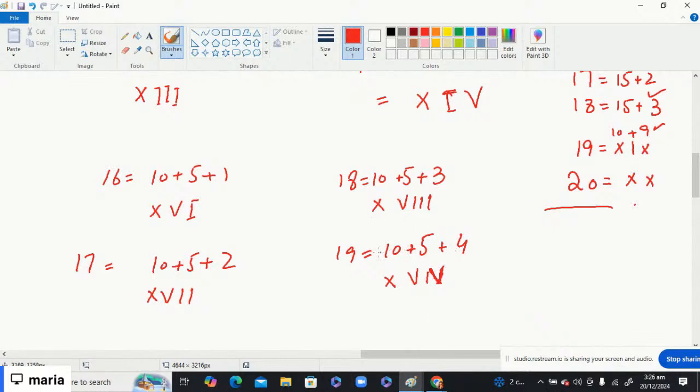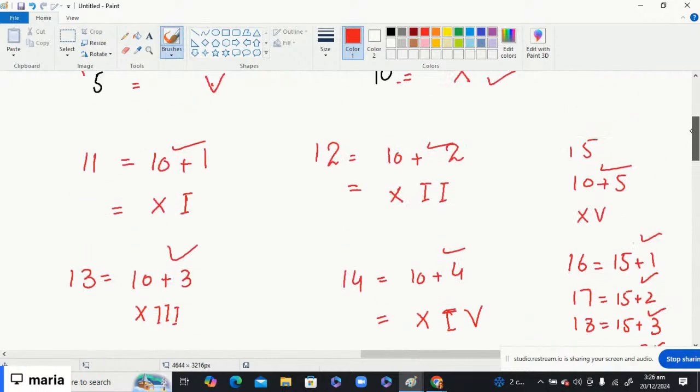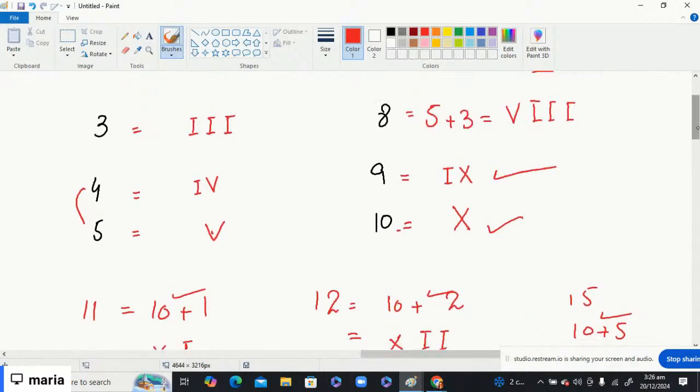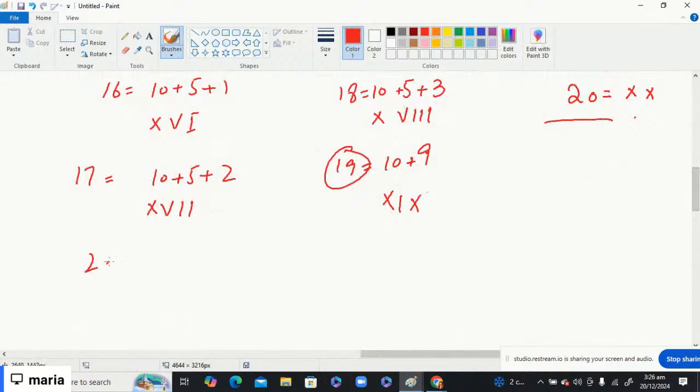But look at here, 19 and 20 are different. So 19 is only 10 plus 9. 10 is X, 9 is IX. 9 is given here. And 20 is 10 plus 10. So that is X plus X, X and X.